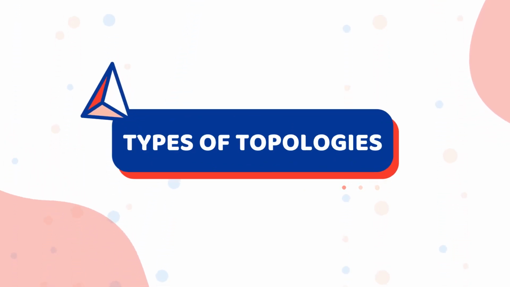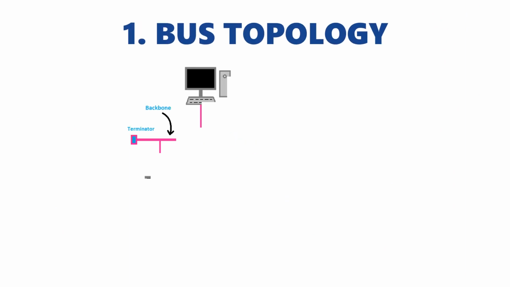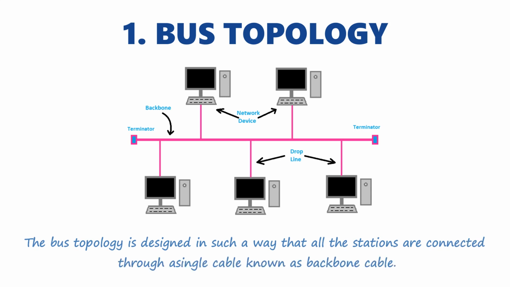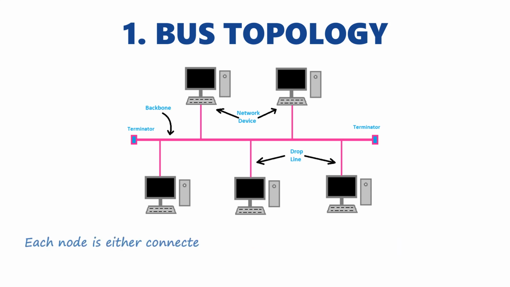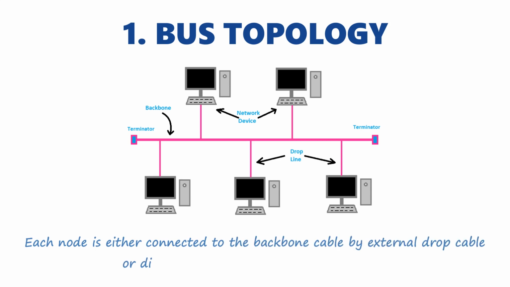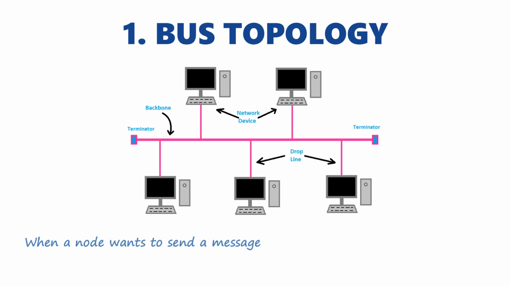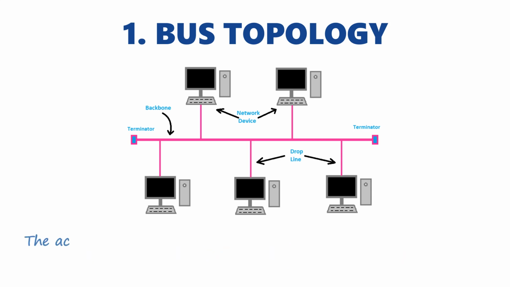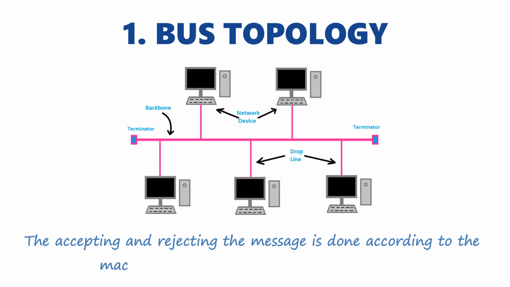Let's understand the types of topologies. Basically, there are 6 types of topologies. First one, bus topology. The bus topology is designed in such a way that all the stations are connected through a single cable known as the backbone cable. Each node is either connected to the backbone cable by an external drop cable or directly connected to the backbone cable. When a node wants to send a message over the network, it puts the message over the network. All the stations available in the network will receive the message. The accepting and rejecting of the message is done according to the MAC address that the message is directed to.